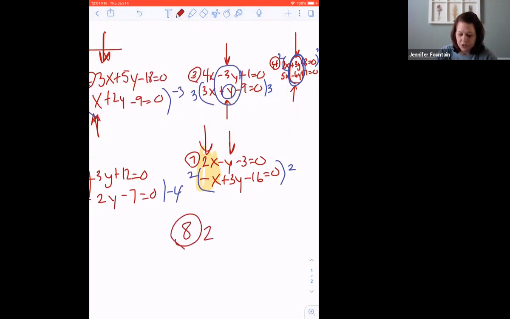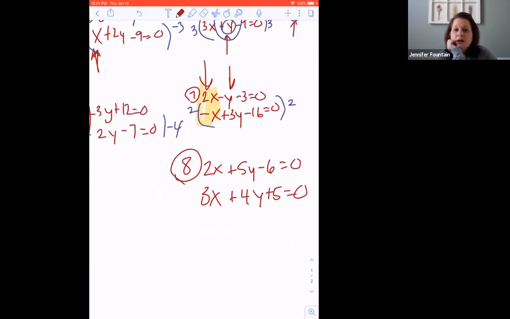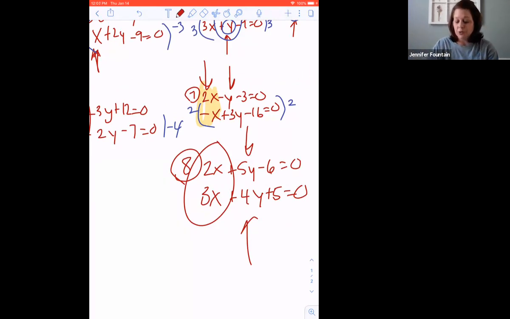And then let's look at number 8. I have 2x plus 5y minus 6 equals 0, and 3x plus 4y plus 5 equals 0. So again, I'm going to multiply, but here I can't multiply just one equation. I have to multiply both. So I'm going to start with my first ones. Now, if I wanted to do these in the middle, I could. I could multiply my first equation by 4 and my second by negative 5, or the first one by negative 4 and the second by 5. I could make those opposites if I wanted to. But again, I just like to start at the beginning. I just like to do everything the exact same way so I don't mix it up.